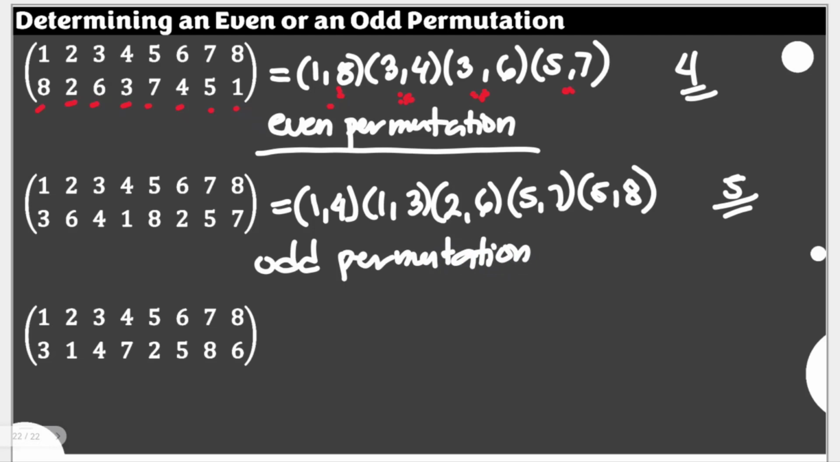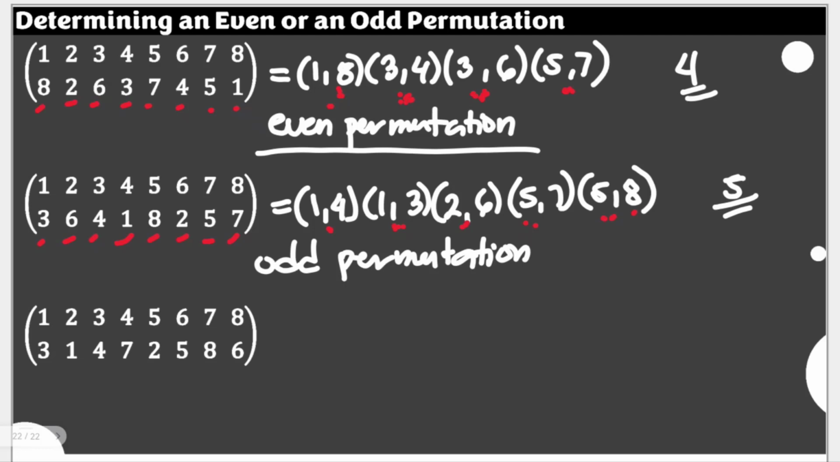1 is mapped to 3 here, so that's correct. 2 is mapped to 6. 3 is mapped to 1, but 1 is mapped to 4, so 3 is mapped to 4. 4 is mapped to 1. 5 is mapped to 8. 6 is mapped to 2. 7 is mapped to 5. 8 is mapped to 5, but then 5 is mapped to 7. Okay, so that's correct. It returns to our given permutation.